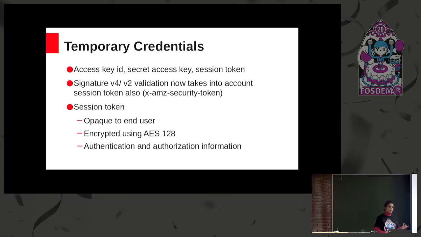Whenever a user makes any S3 call using these temporary credentials, the RGW extracts authentication and authorization information from the session token. The authentication information includes the access key ID and the secret access key, using which it does all the V4 and V2 signature validation, and it also has the authorization information, which consists of the permission policies that are attached to the roles, and these permission policies determine what kind of S3 operations the end user can actually perform.